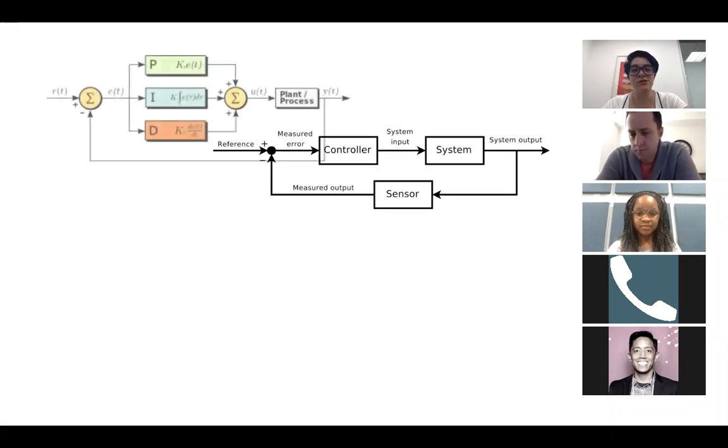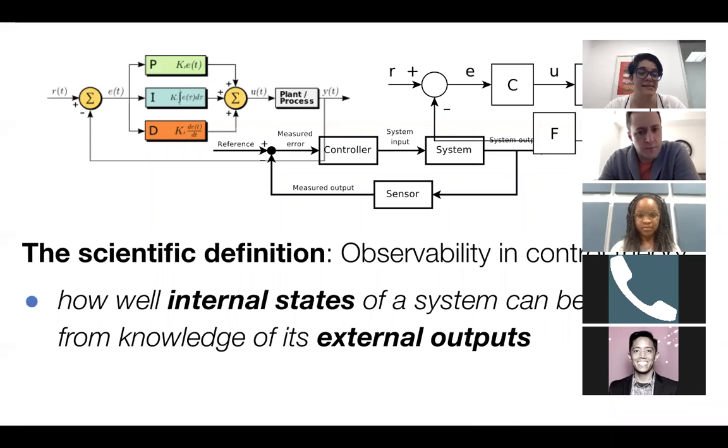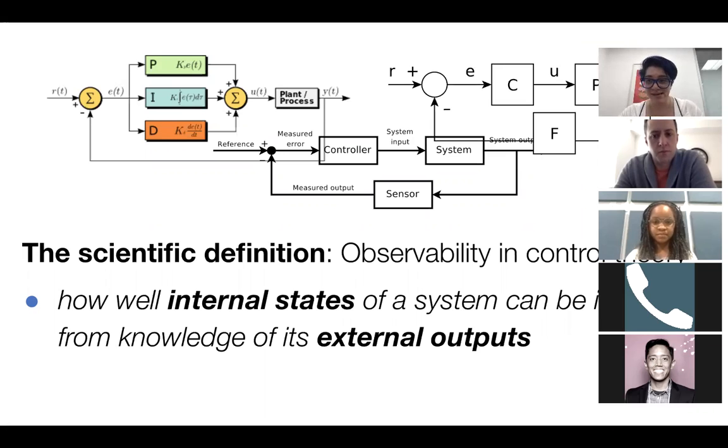So this term observability comes from the world of control theory, which basically exists in factories, chemical processes, this kind of thing. And what it means is how well internal states of a system can be seen from knowledge of its external outputs. And this means nothing to me. I don't know about you. Okay, but I think it's important to understand sort of where it comes from.